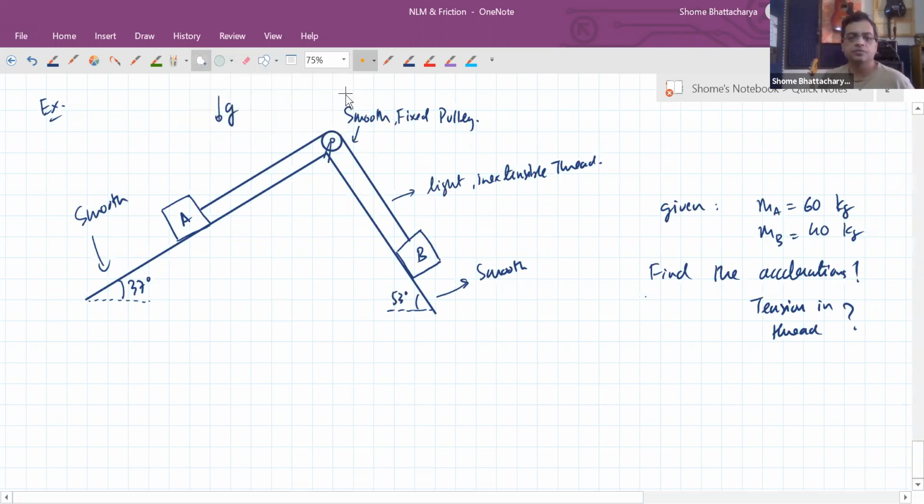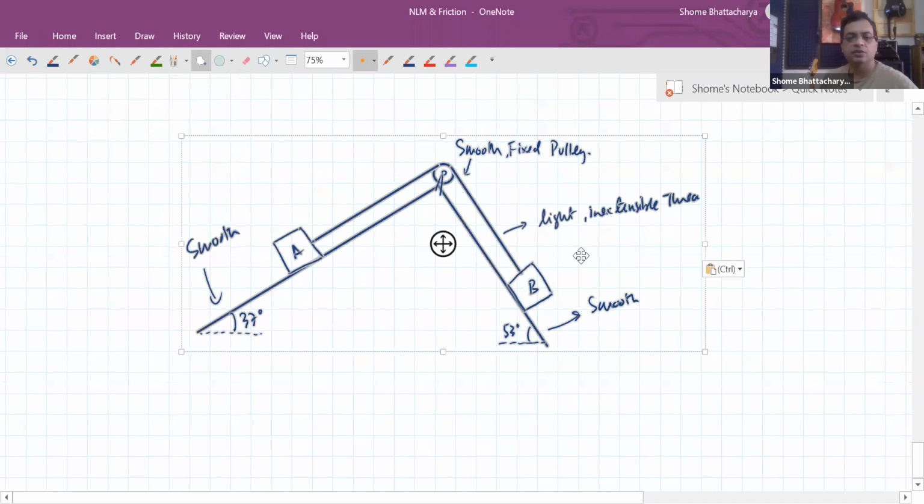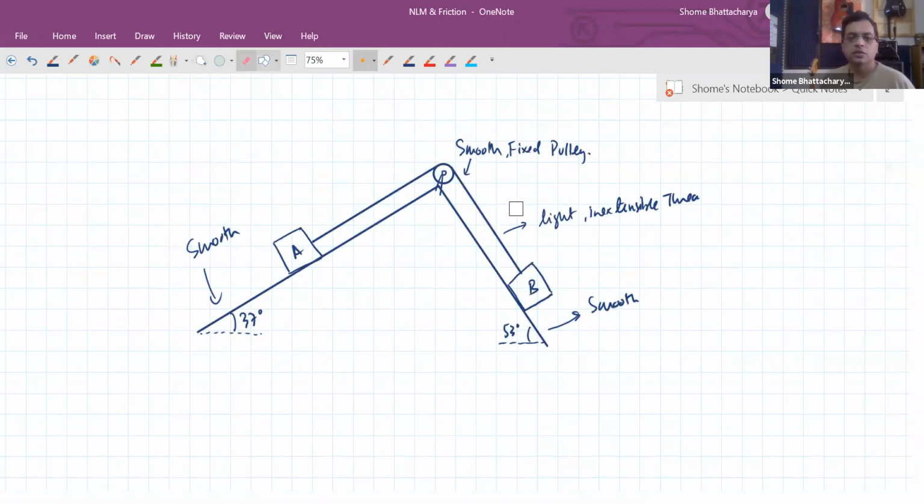Okay. So let's begin by understanding a basic analysis of what all forces are acting. Let's first try to understand that before we get into solving the whole thing and making the free body diagrams.